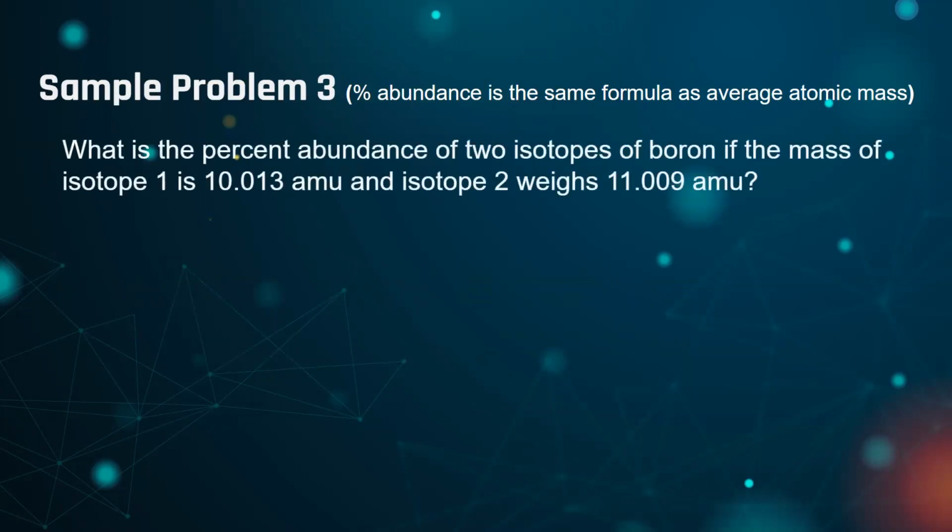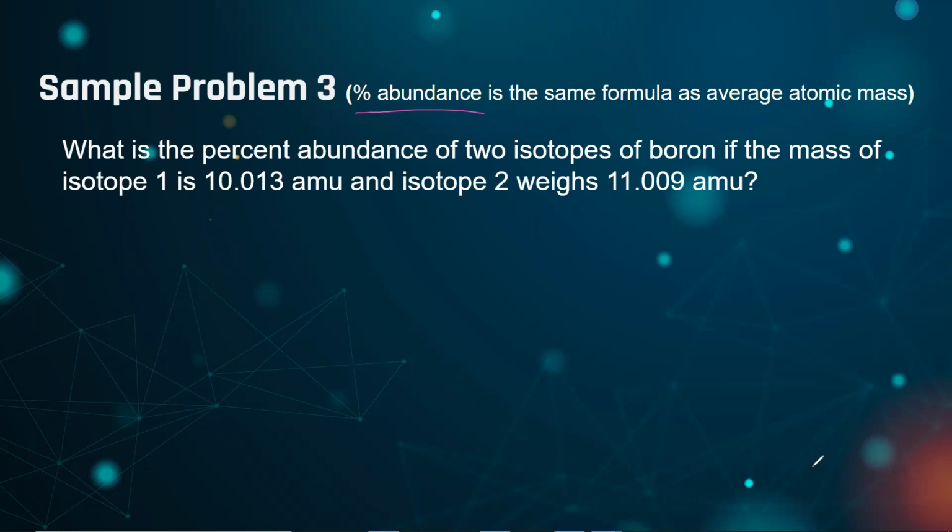Our sample problem 3 is about figuring out the percent abundance if you have access to the average atomic mass and the isotopic weights. So this problem is a little bit more complicated. It asks you, what is the percent abundance of 2 isotopes of boron if the mass of isotope 1 is 10.013 and the isotope 2 mass is 11.009 atomic mass units? Once again, we're going to have to use that formula, but this time we're solving for percent abundance rather than average atomic mass.